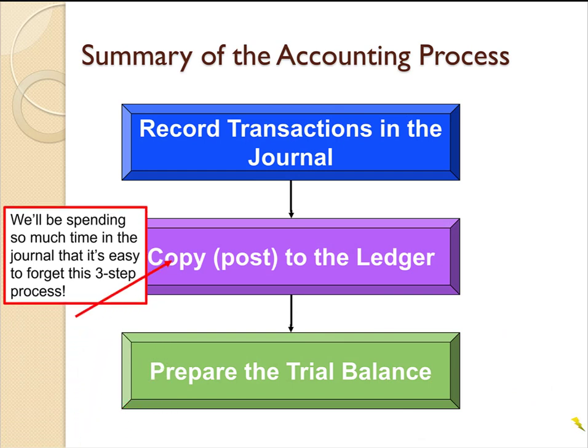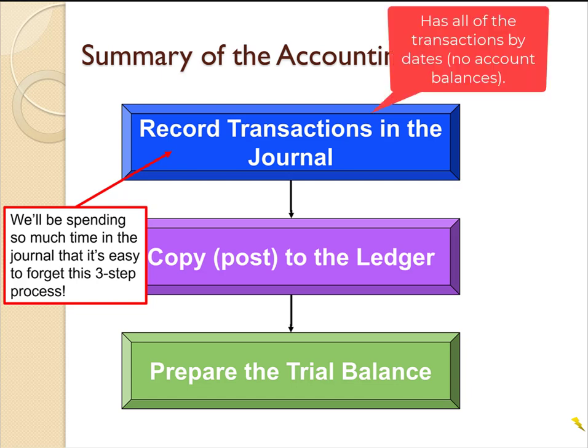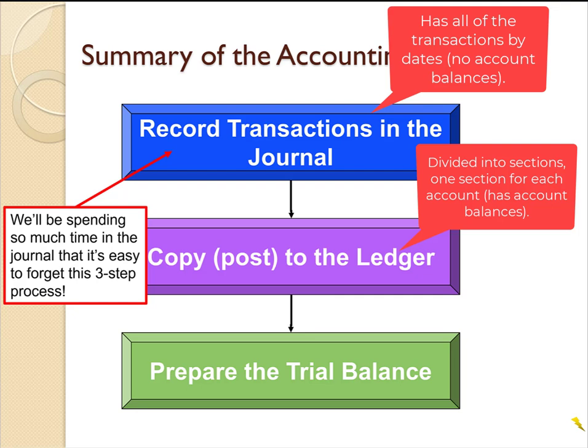So here's one last overview of the accounting process. We'll be spending so much time in the journal that it's easy to forget this three-step process. So there's some major differences between the journal, ledger, and the trial balance. If you want to see a particular transaction, where would you look? You would look in the journal. The journal has all the transactions in order by date. If you wanted to look at the activity of a particular account, like cash, where would you go? You would go to the ledger, because the ledger is split up into different sections by account.